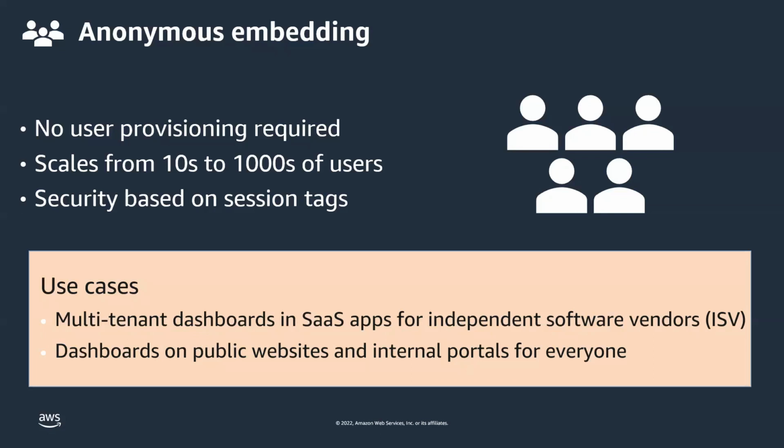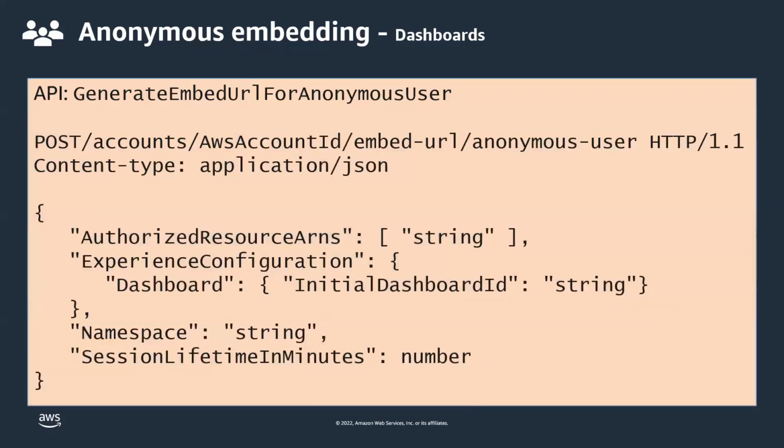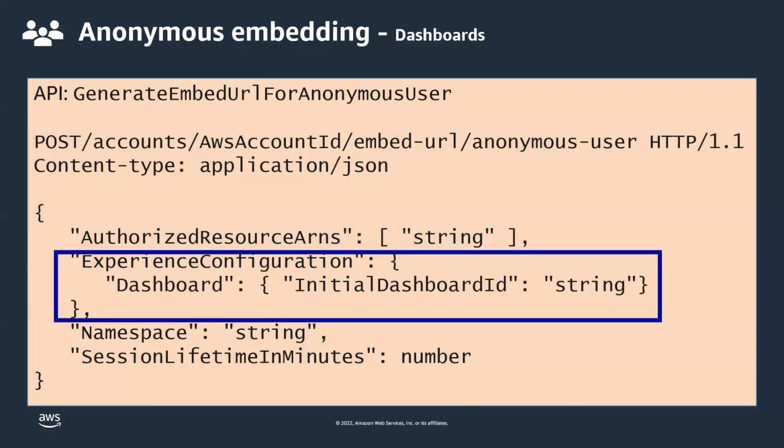Now let us take a look at the API call, which makes this possible. So in the anonymous embedding workflow, the QuickSight experience can be a visual, a dashboard, or the Q search bar. The API call is called the GenerateEmbedURLForAnonymousUser, which has the following request syntax. To embed the dashboards in the application, the experience configuration value is set to the dashboard with the dashboard ID that you want your users to see first. We can see that as part of this API call, no user information is required.